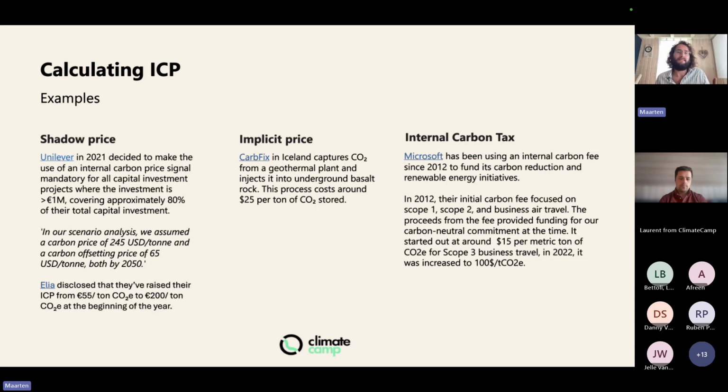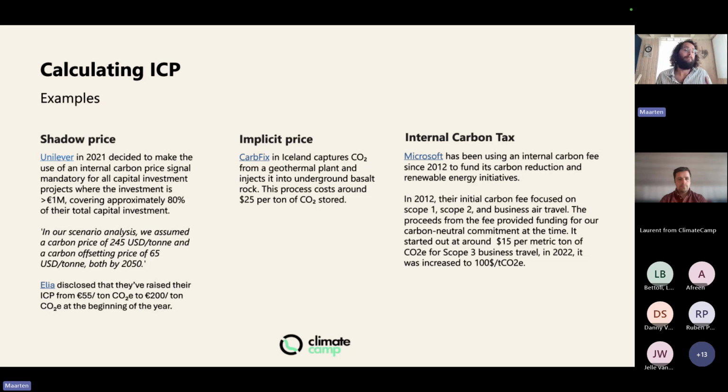They did a scenario analysis and they assumed the carbon price of 245 US dollars per ton, which is much higher than most carbon taxes. And they used a carbon offsetting price of 65 US dollars per ton by 2050. So here you can see again how these price signals can differ for different companies depending on their exposure to certain taxes and the makeup of their supply chain.